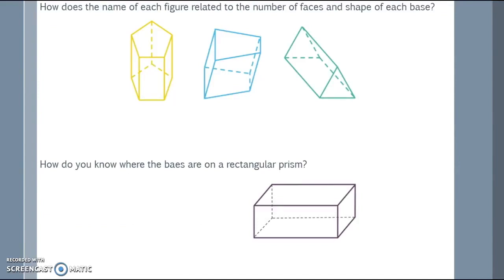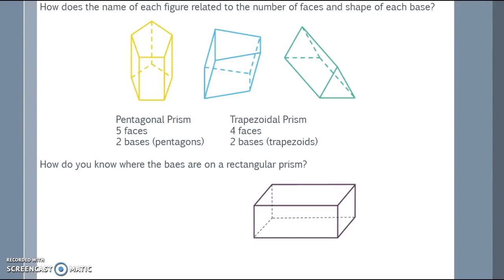How does the name of each figure relate to the number of faces and shape of each face? So when I take a look at each individual one, I see that that first shape is a pentagonal prism. A pentagon has 5 sides, so therefore we have 5 faces and 2 bases. Each one of our bases will be the pentagon, hence the name pentagonal prism. Our second shape is a trapezoidal prism. We know a trapezoid has 4 sides, so we'll end up with 4 faces and 2 bases. Each one of those bases will end up being a trapezoid.